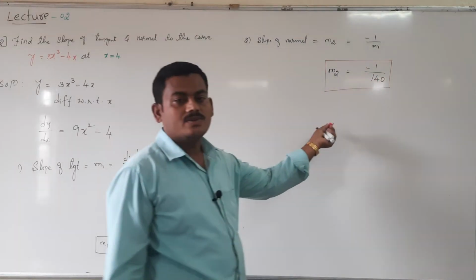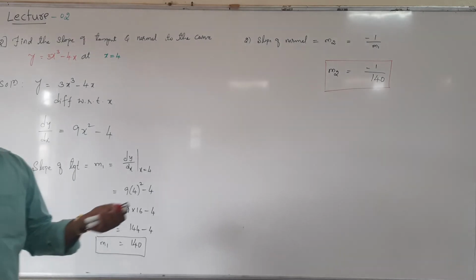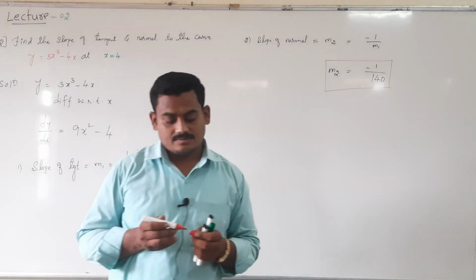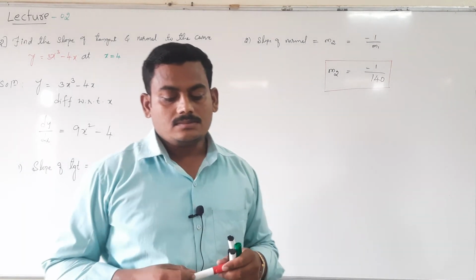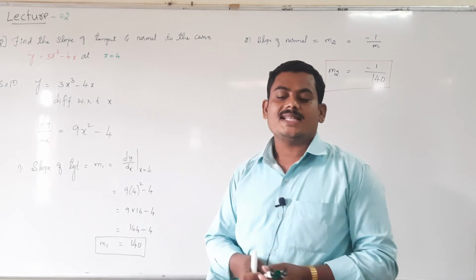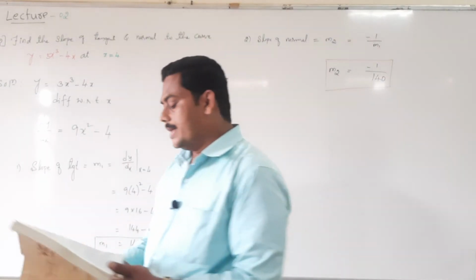After this, no need to simplify. Just write minus 1 divided by 140. No need to write its decimal value, right? Just write the fraction. Next, find the slope of the tangent and slope of the normal to the curve. Next question.